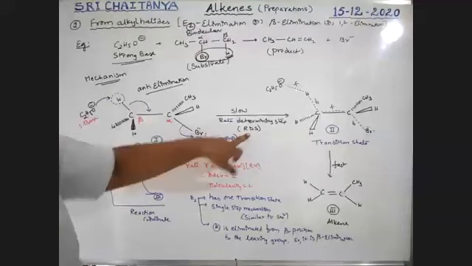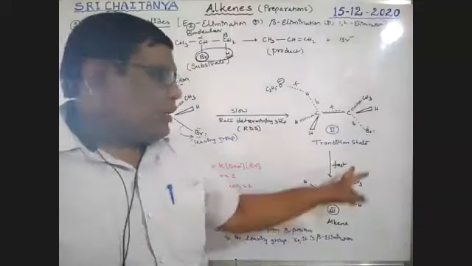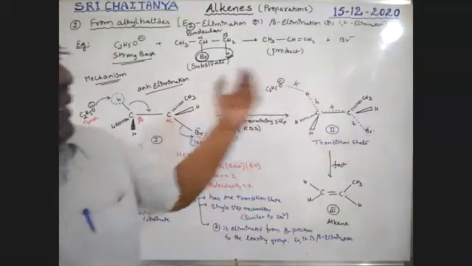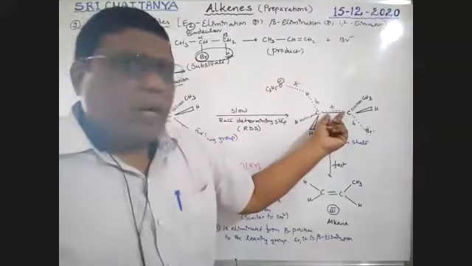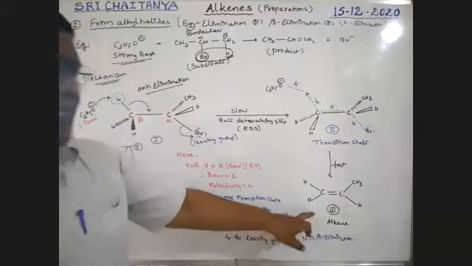Okay. So now a transition state is formed. Only one transition state is formed. Now later, this hydrogen is abstracted. This bromine is coming out. Now a double bond is formed. Alkene is the product. So this is alkene, boys.